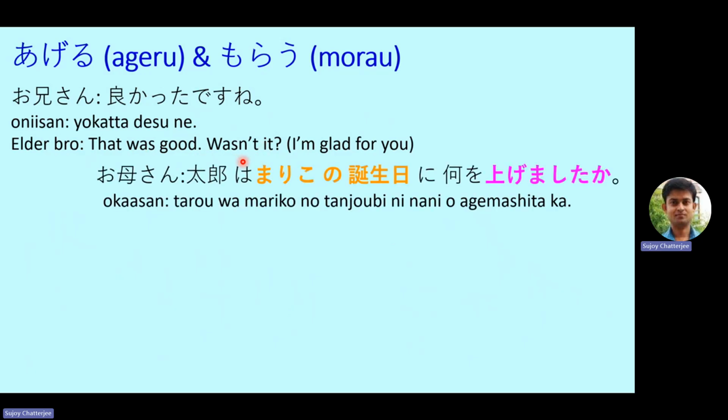Then Okasan comes into the picture. The mother, probably she enters the room and she now asks her son Taro, who is basically the only son of the family. His name is Taro. So Okasan says, Taro wa Mariko no tanjobi ni nani o agemashita ka? That means, Taro, what did you give Mariko on her birthday? What did Taro give Mariko on her birthday? So she is now asking her son, who was chatting with Mariko.